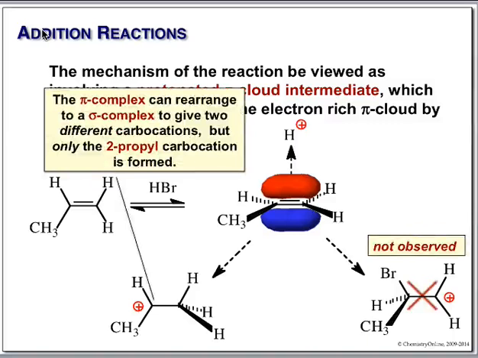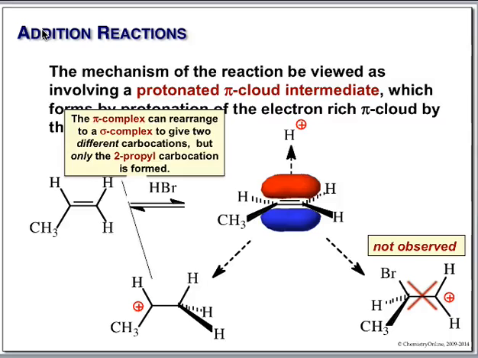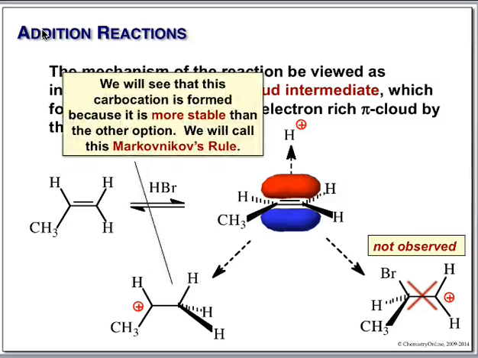Now we're going to go over this in great detail in a little bit. So this is just an overview. We're going to call this tendency to form the most stable carbocation Markovnikov's rule. Markovnikov was a Russian chemist, and basically he worked out how to predict where the proton and the halogen are going to add in a reaction like this.